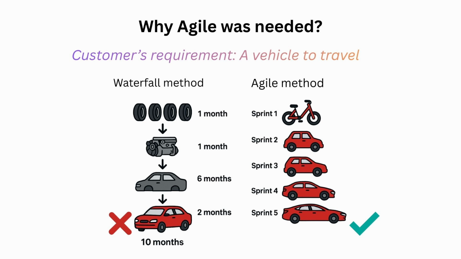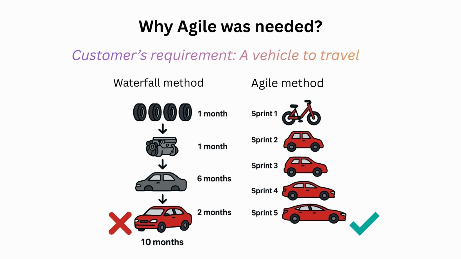The team that followed the Agile methodology took a different route. They asked, what's the simplest thing we can deliver now that helps the customer move? In the first sprint, they delivered a bicycle. Not fancy, but it worked.